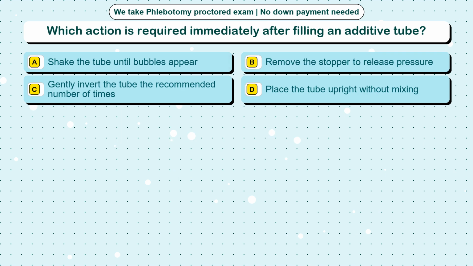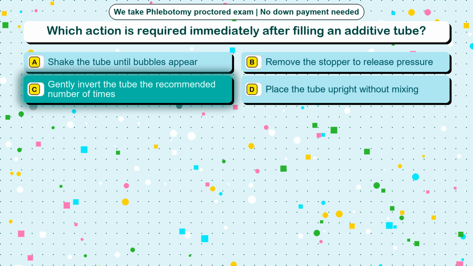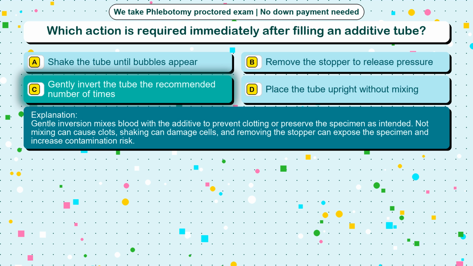Question 39. Which action is required immediately after filling an additive tube? Option A, shake the tube until bubbles appear. Option B, remove the stopper to release pressure. Option C, gently invert the tube the recommended number of times. Option D, place the tube upright without mixing. The correct answer is option C, gently invert the tube the recommended number of times. Gentle inversion mixes blood with the additive to prevent clotting or preserve the specimen as intended. Not mixing can cause clots, shaking can damage cells, and removing the stopper can expose the specimen and increase contamination risk.